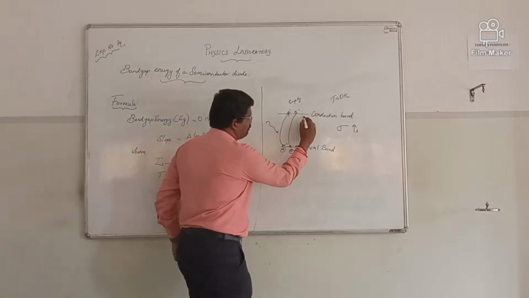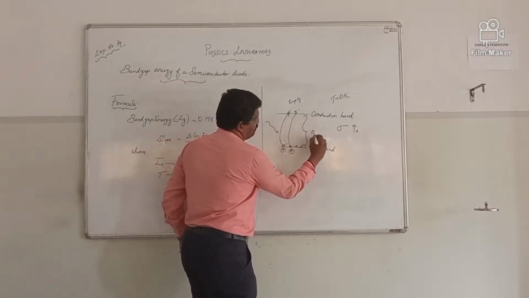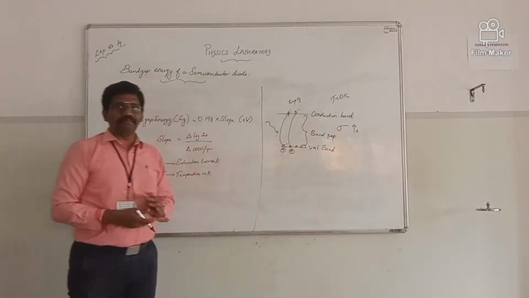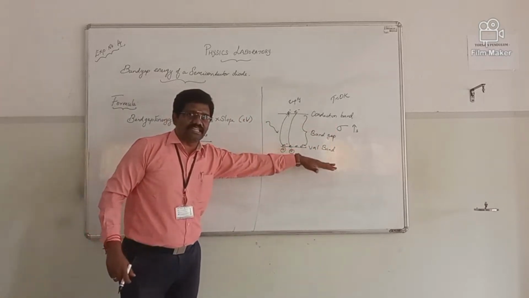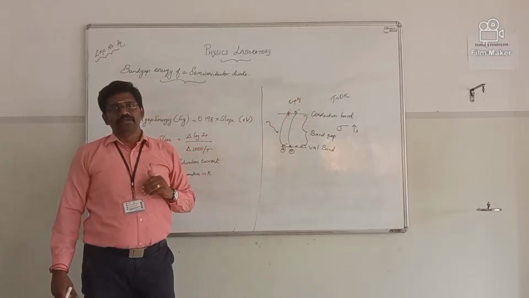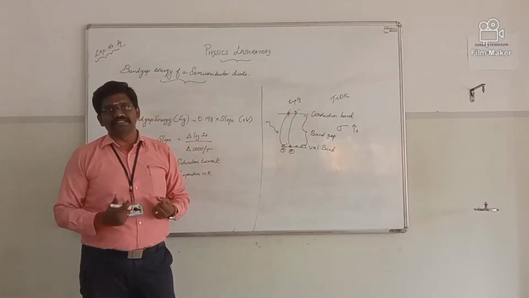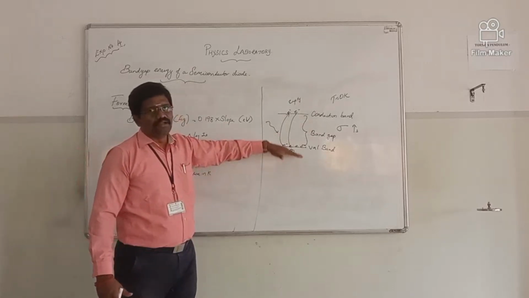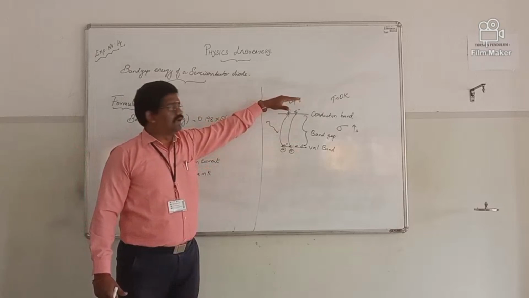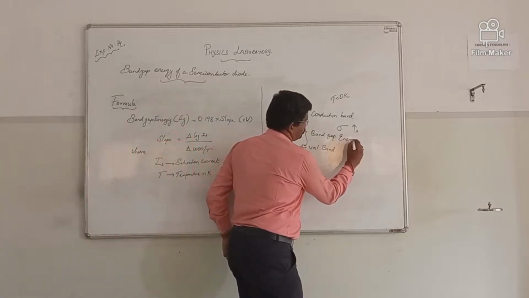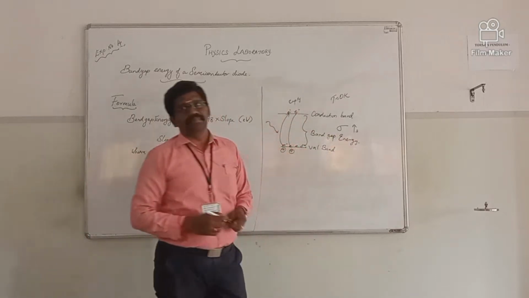Now the gap between the conduction band and the valence band is called the band gap. So what is a band gap? It is the gap between the valence band and the conduction band. How much energy has to be given to a material for the electrons in the valence band to go towards the conduction band? That is called the band gap energy.